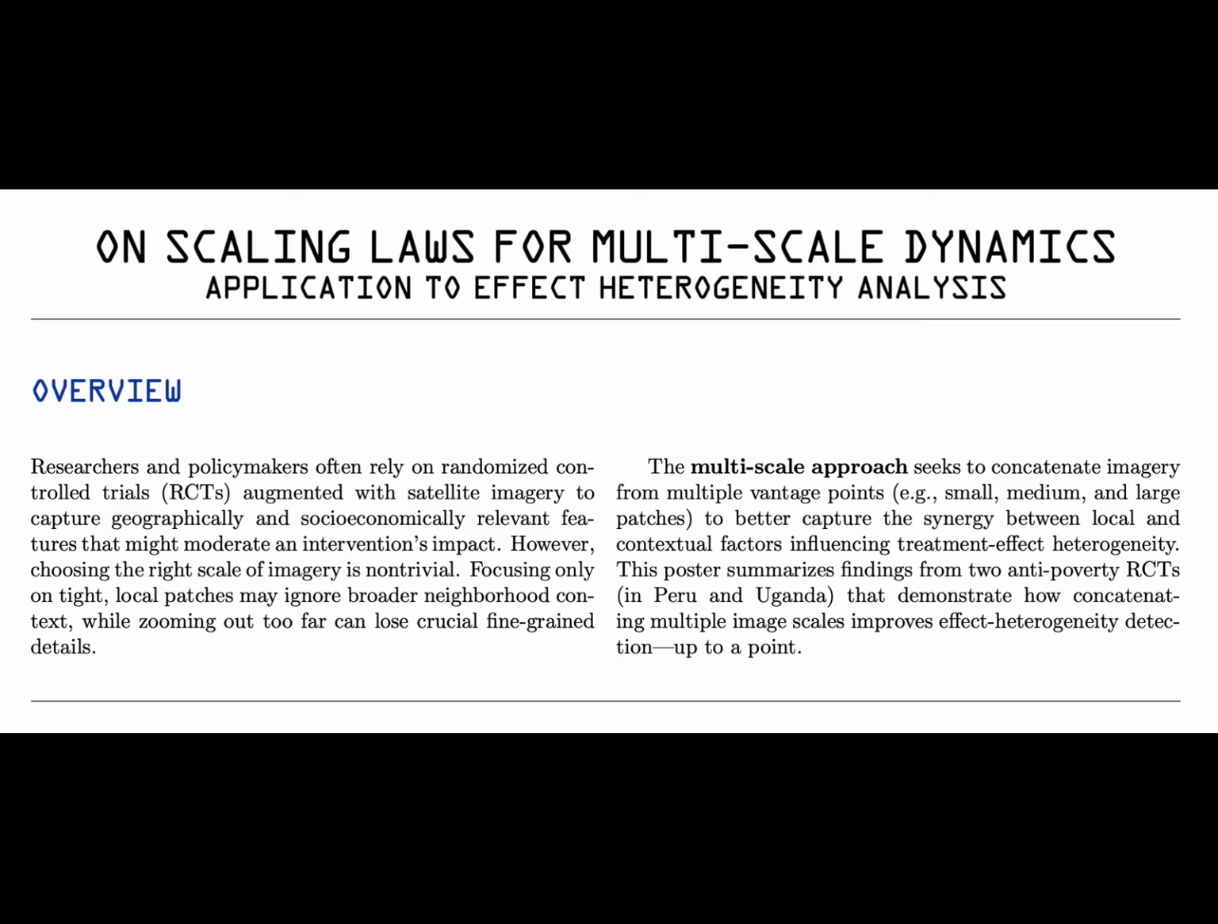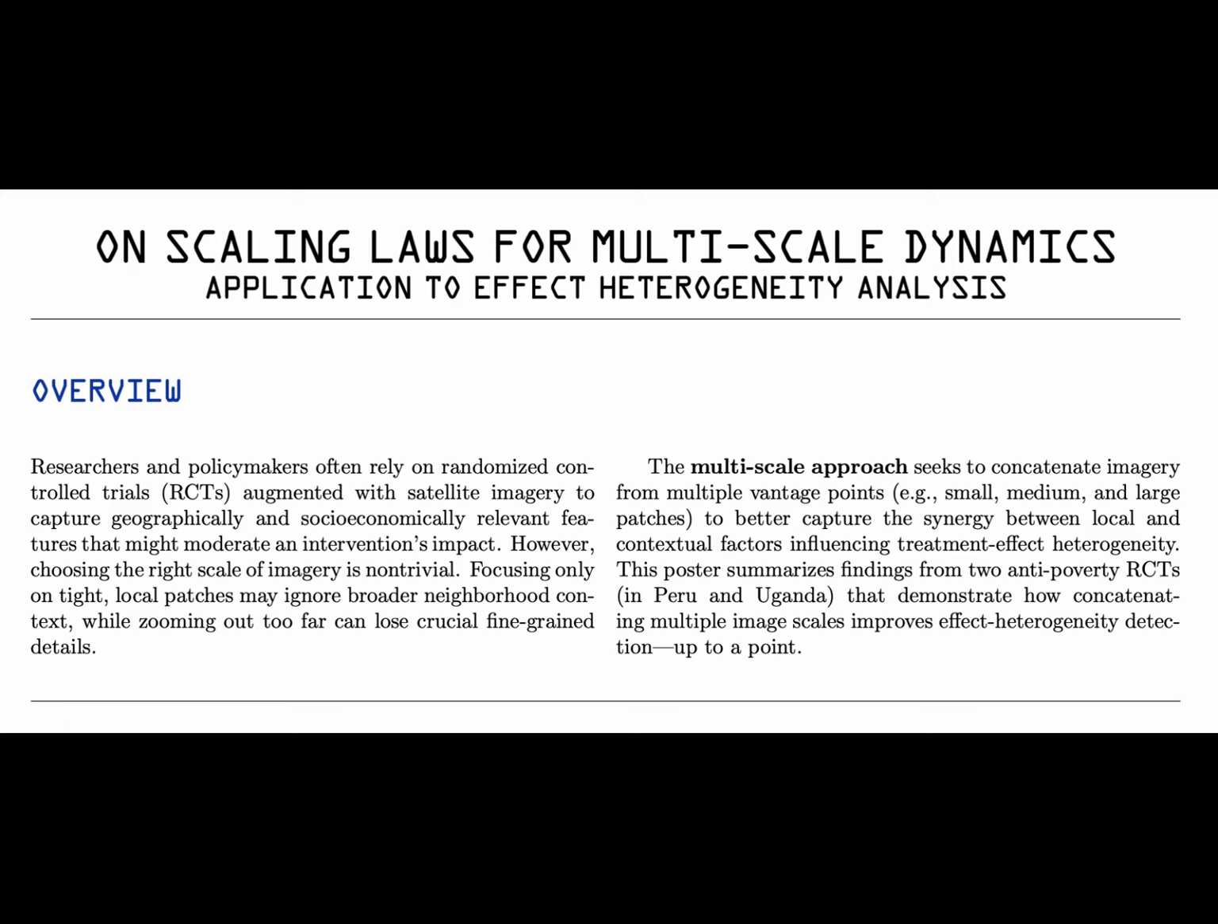Policymakers and researchers analyzing randomized controlled trials (RCTs) increasingly harness satellite imagery to capture the geographical, socioeconomic, or environmental covariates believed to moderate an intervention's impact. Some of those moderating factors might be locally confined, such as how building density around a household corresponds to labor market opportunities. Others might be more zoomed out, capturing broader roads, farmland, or neighborhood features. But an immediate question arises: what scale of satellite imagery is best for capturing these patterns?